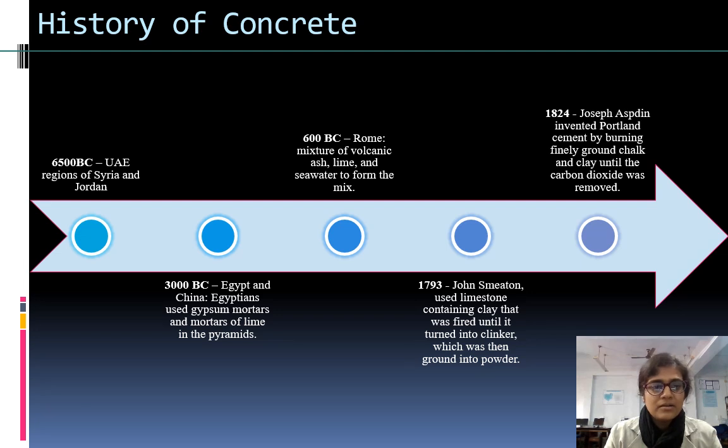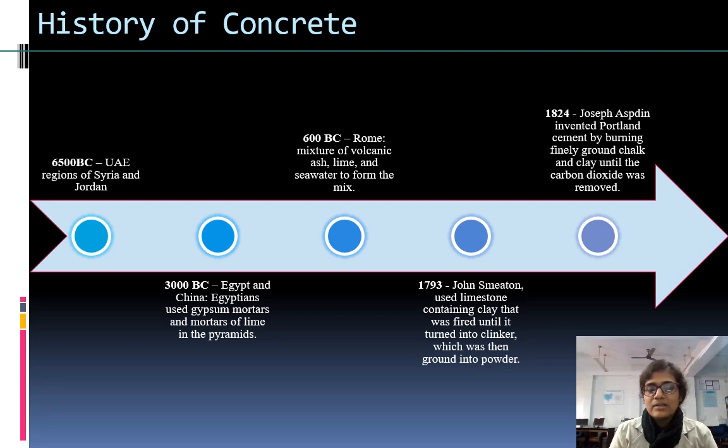From there, the next evidence was in 3000 BC, where we are familiar with the pyramids, and in the construction of pyramids some traces of gypsum mortar or lime mortars can be found. Also, around 600 BC, and more precisely around 200 BC, when it was more frequently used in the Roman Empire, they used a kind of volcanic ash, lime, and seawater to form the mix. So it is very far from the concrete we see and understand today.